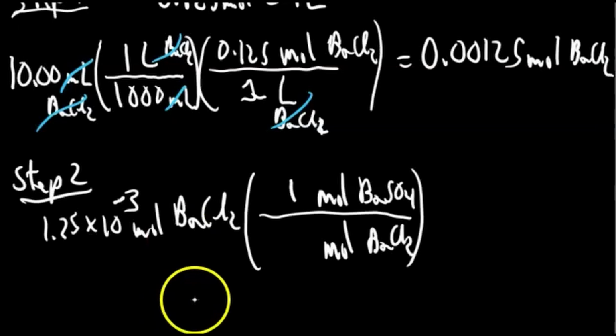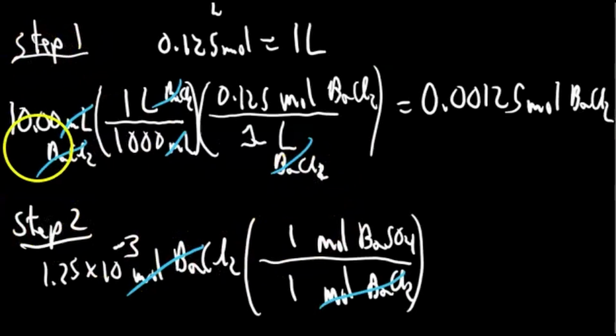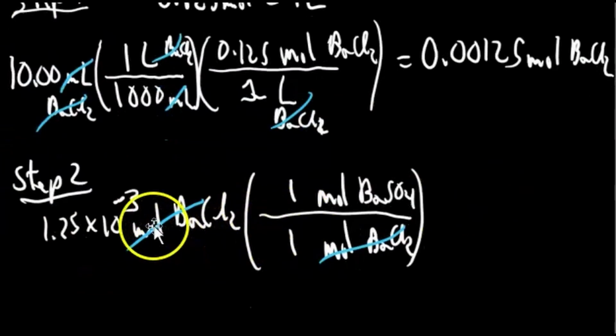BaSO4, and 1 mole of BaSO4 is produced for, or it reacts to produce, 1 mole of BaCl2. It's a 1-to-1 ratio. Since it's the same number, I would still write this fraction out just so you can cancel this. And I would stick to the steps, stick to the system, and try not to do any shortcuts by not writing in units and things like that. If you stick to the system, then you'll always get it right.